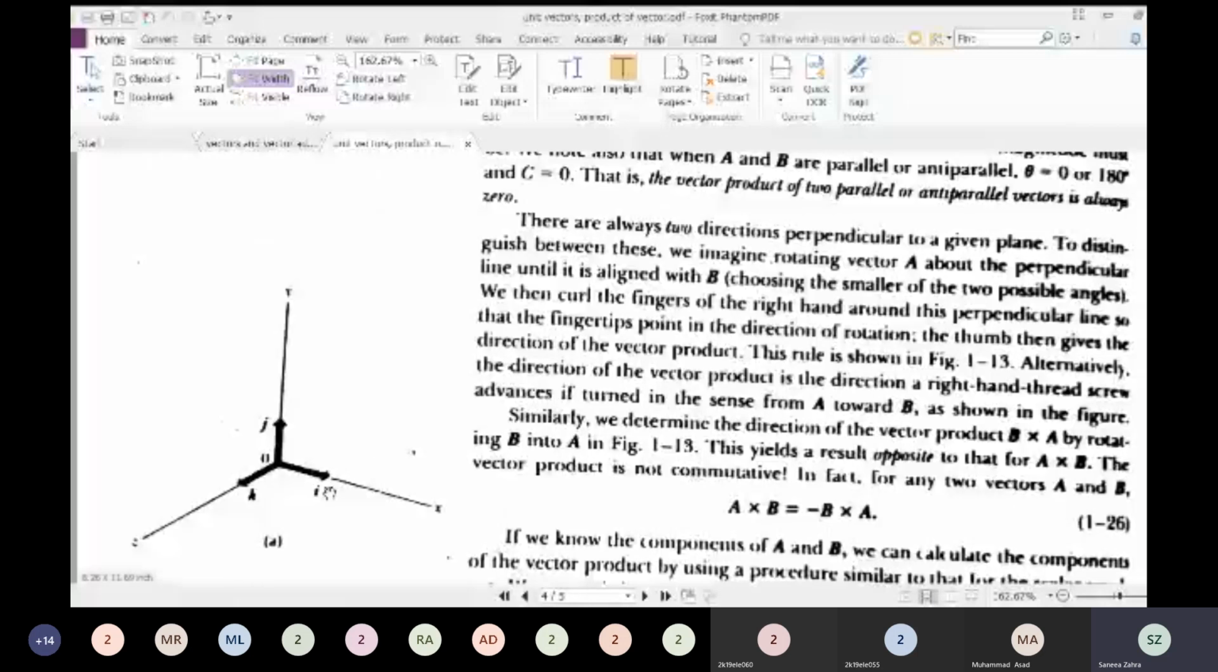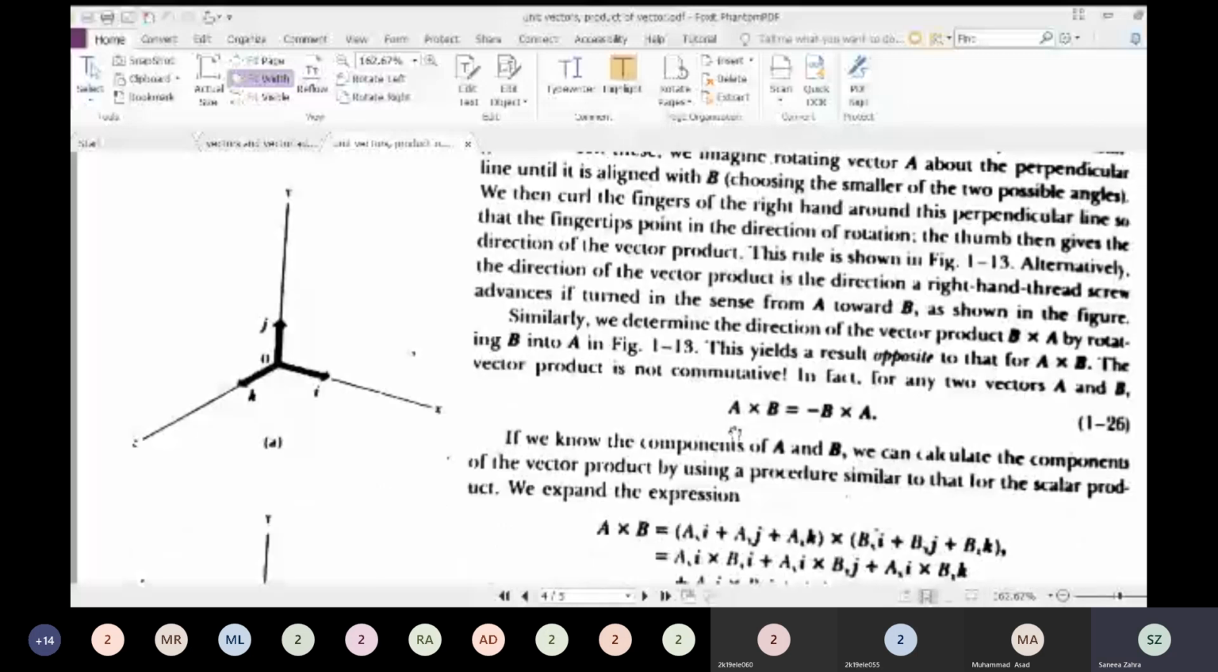If I cross J, it will result in K. If J cross K, it will result in I. And if K cross I, it will result in J. If it moves anti-clockwise, then you will get a negative sign. I cross K will be negative J. K cross J will be negative I. J cross I will be negative K. Here the commutative law does not hold. If you reverse it, you will get a negative sign.